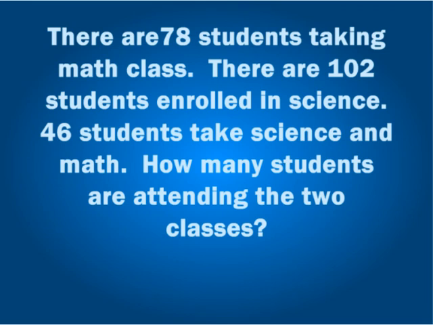The SAT is very fond of asking you questions about overlapping groups. The key to solving these is to get the numbers out of the words and account for the overlapping groups. In this case, there are 78 students taking math class. There are 102 students enrolled in science. 46 students take science and math. How many students are attending the 2 classes?